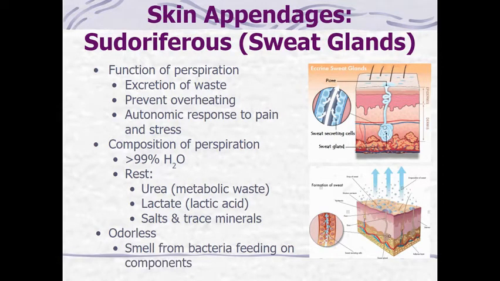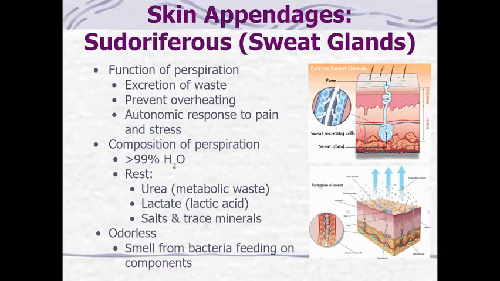Now that we've talked about the different layers of skin, we're going to talk about different skin appendages. And we're going to start with the sweat glands or the sudoriferous glands. These appendages are all found in the dermis, so that's where we're going to find the sweat glands. Sweat glands are producing perspiration or sweat.